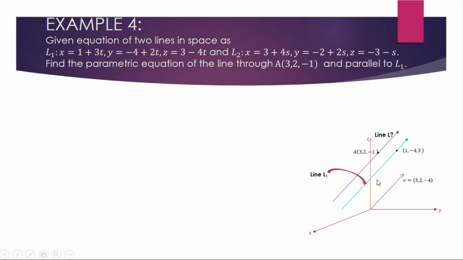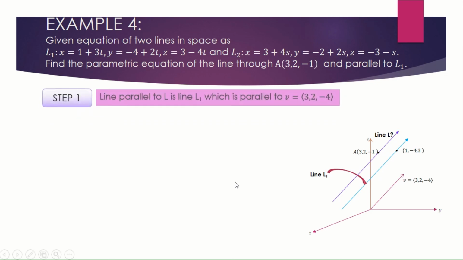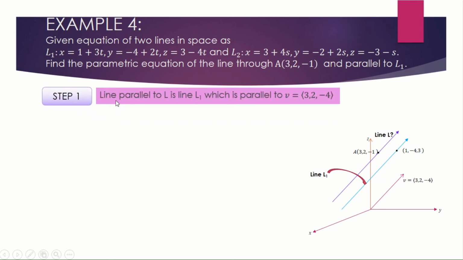This is L1. Line L is parallel to line L1, so line L is parallel to (3, 2, -4). From the parametric equation of line L1, we can get the vector parallel to it, and that is (3, 2, -4).